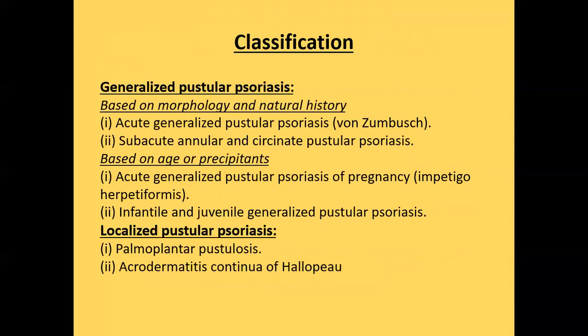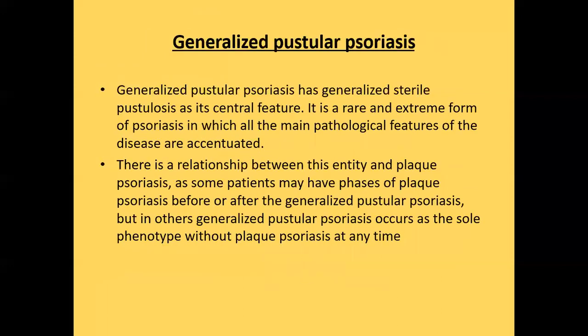Classification. The generalized pustular psoriasis is divided into two subtypes. The first is based on morphology and natural history. This includes acute generalized pustular psoriasis of von Zumbusch type and subacute annular and circinate pustular psoriasis. Then, based on age or the participants, this includes acute generalized pustular psoriasis of pregnancy and infantile or juvenile pustular psoriasis. Localized pustular psoriasis includes palmoplantar pustulosis and acrodermatitis continua of Hallopeau.